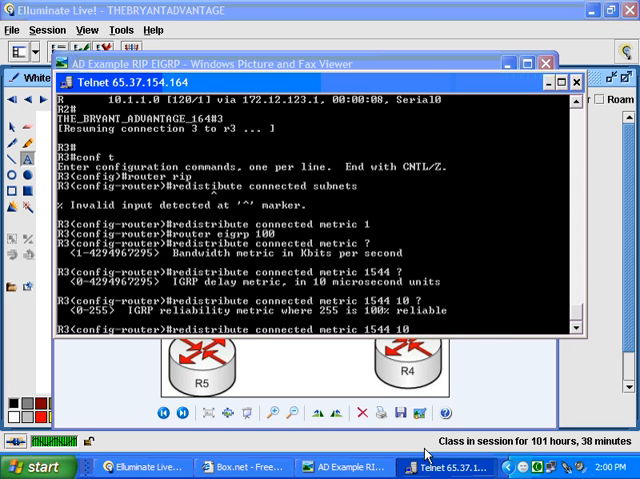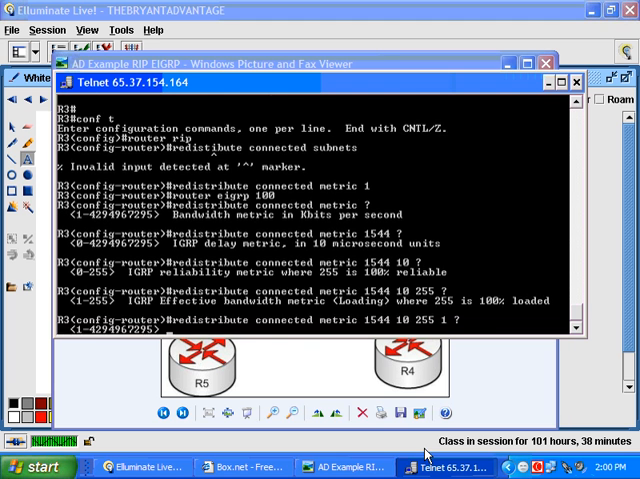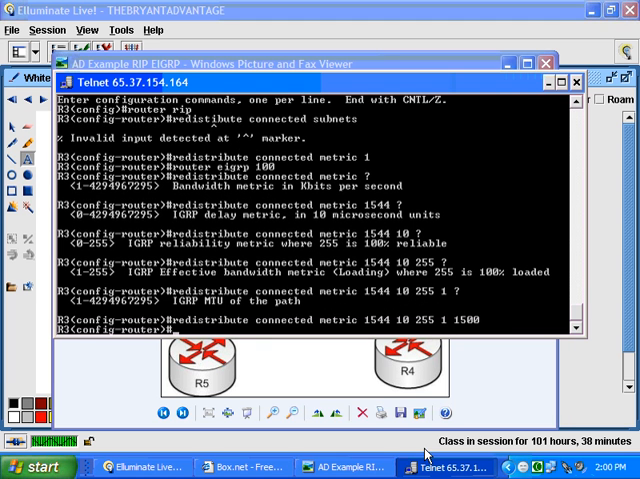The next one is reliability, and sometimes people get load and reliability backwards with this, so use IOS help. It doesn't hurt. And we'll set 1500 for the MTU. That's a common redistribution metric for EIGRP. You can kind of develop your own if you want to. That's not something they're going to ask you on the exam. It's something you kind of have to do on your own. Now we're going to redistribute the RIP routes, and we will use the same seed metric. But actually, let's look at the other way we could do this.